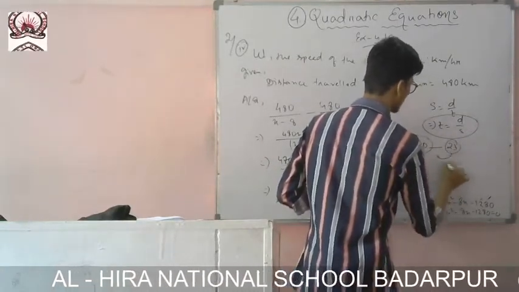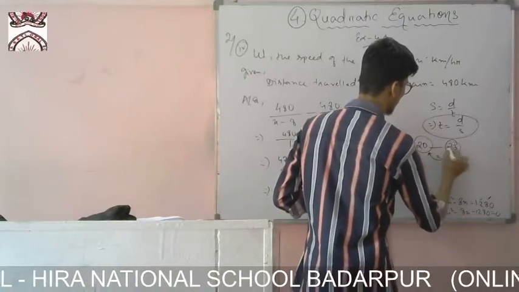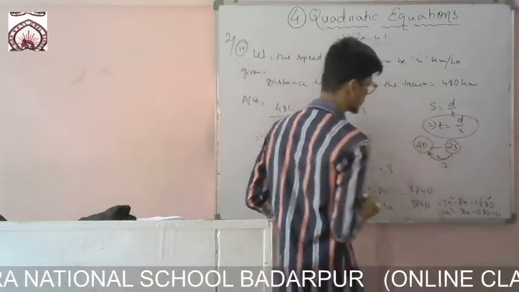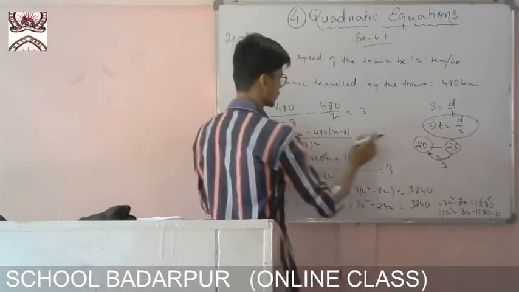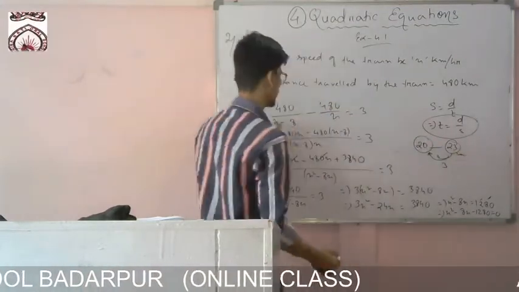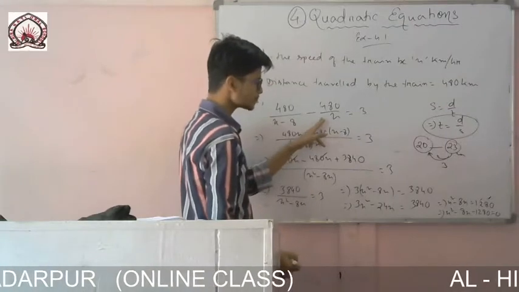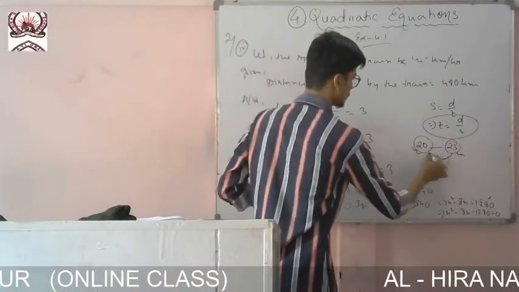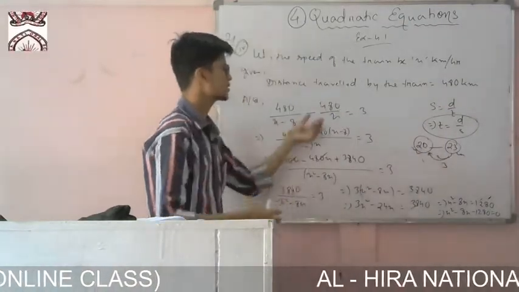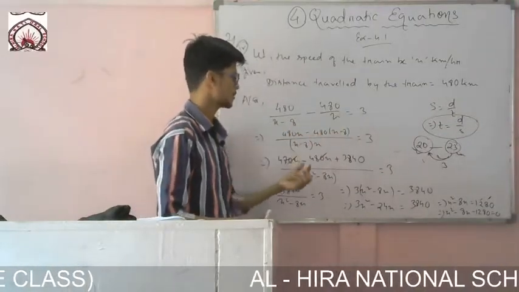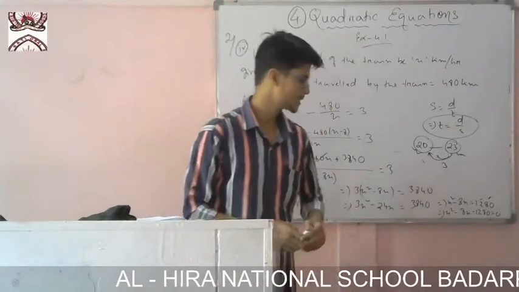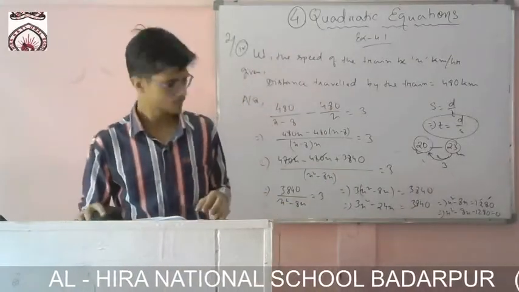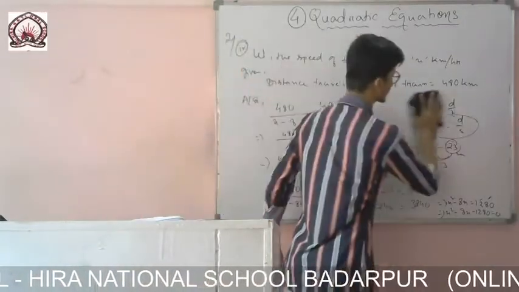That means if I subtract this one from that one, I will get 3. So this is the equation which I have got here, and this is the original one. It is given that it will take 3 hours more than the original. After that I calculated and got x square minus 8x minus 1280 equals 0. So this is our required quadratic equation.